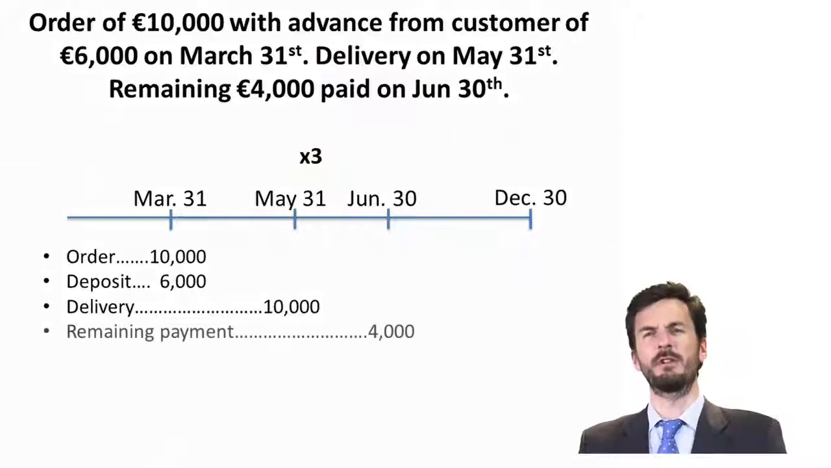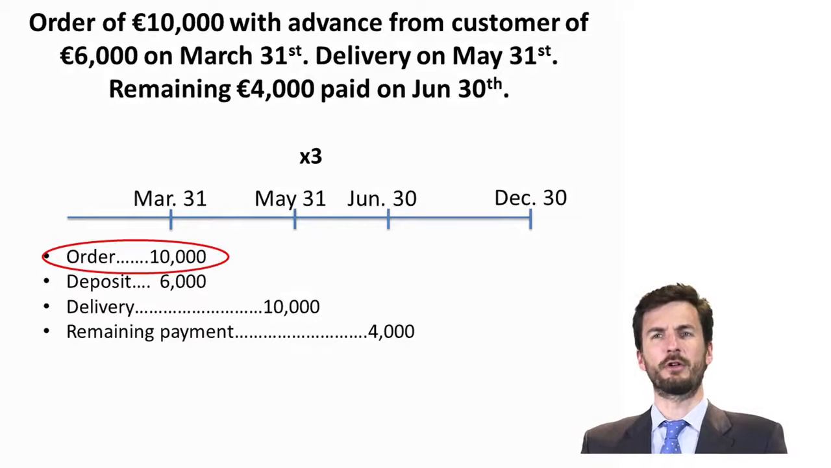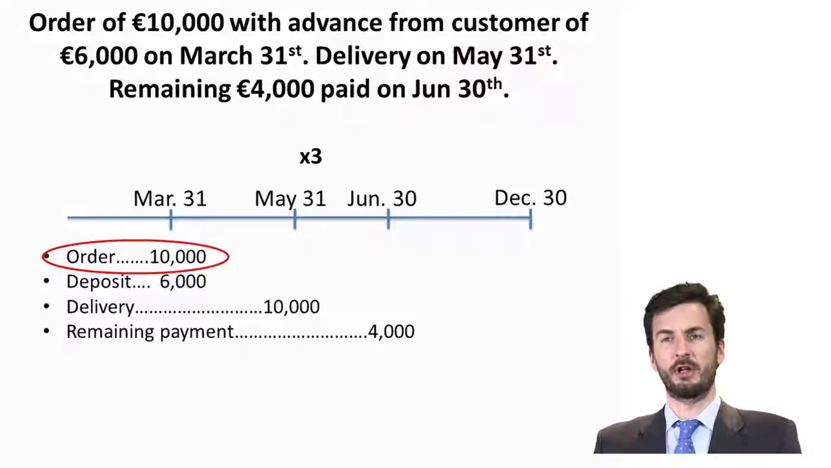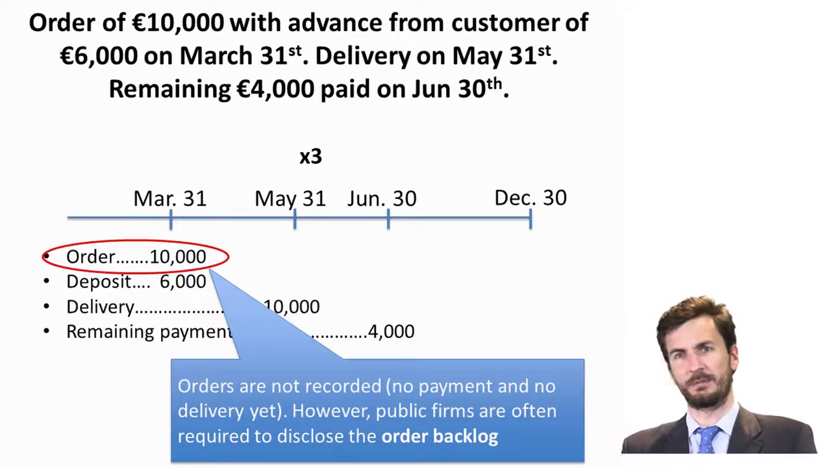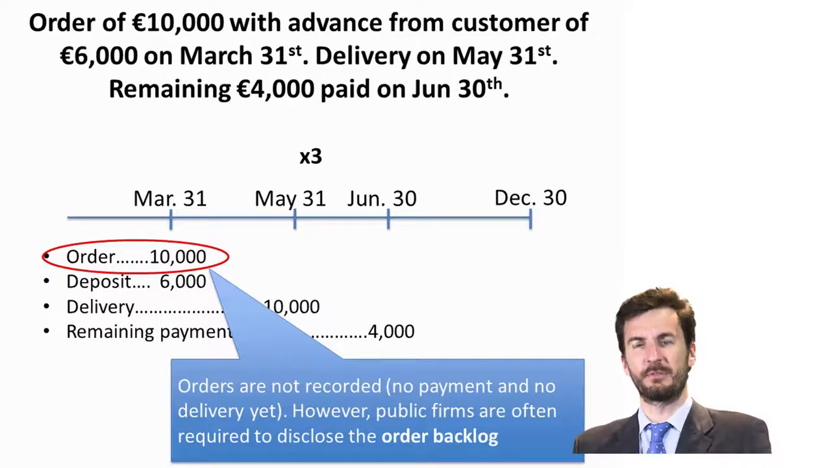So the first question, what do we do with the order? Do we need to recognize anything here? Well, it turns out that orders are not recorded. The only thing that we record is anytime that we get some cash or that we are delivering some product. But the promise in itself is just a promise that we're going to deliver at some point. Obviously something important, it's relevant information, but accounting doesn't reflect this information.